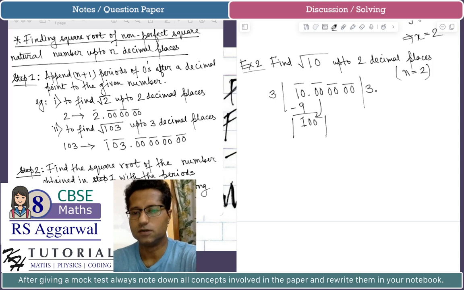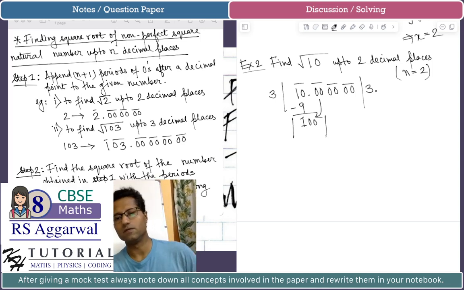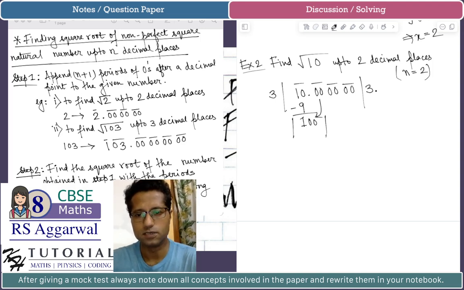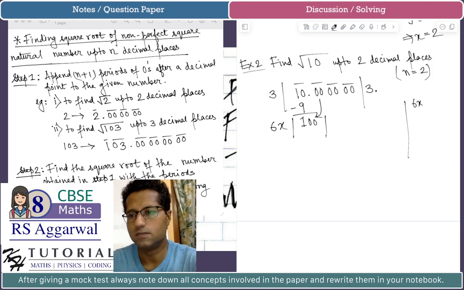Now what will be the partial divisor? The partial divisor will be whatever the quotient is, ignoring the decimal point, that is 3, multiplied by 2. So 3 into 2 is 6. Now we have to find a digit x over here such that 6x multiplied by x is less than or equal to 100.